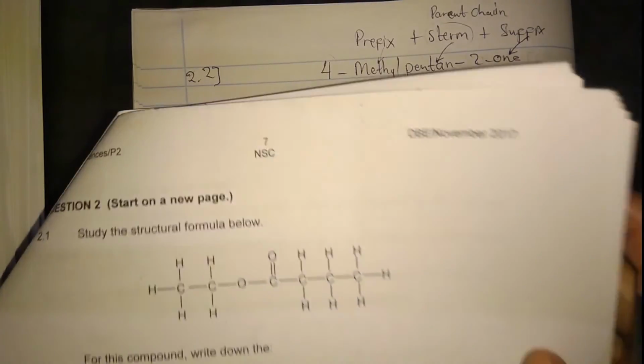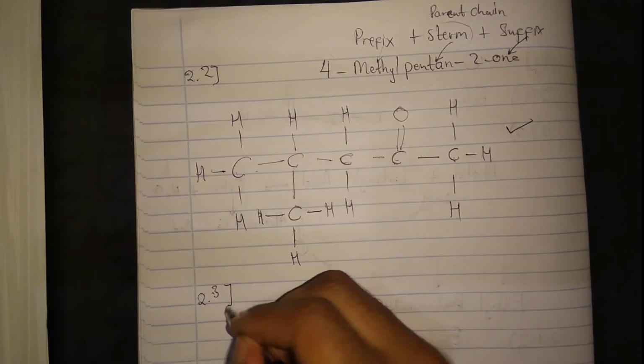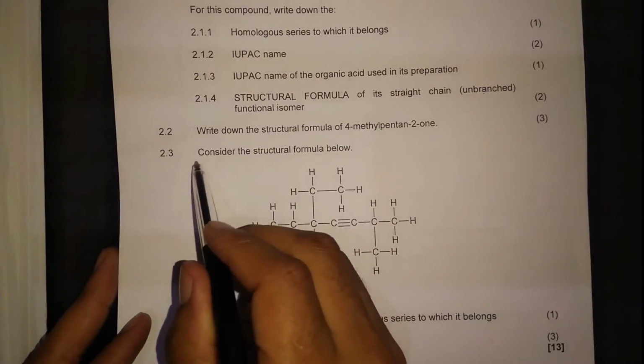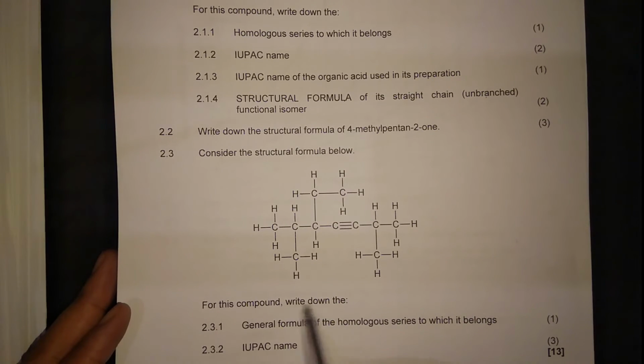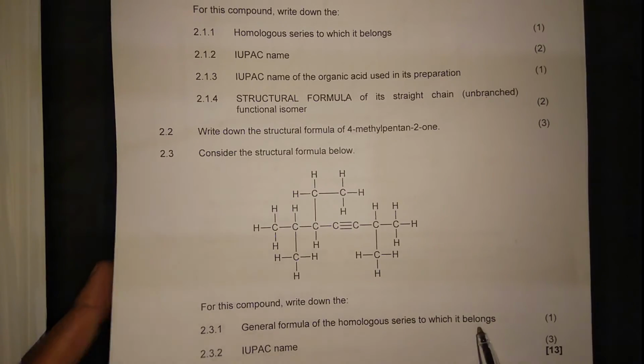2.3. Do we have a 2.3? Yes. So 2.3 now, but to consider the structural formula below. For this compound, write down the general formula of the homologous series to which it belongs.